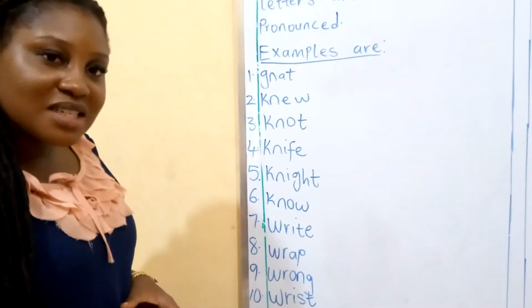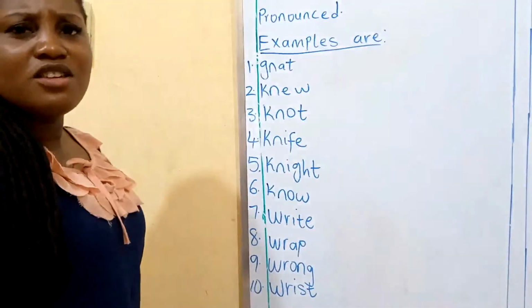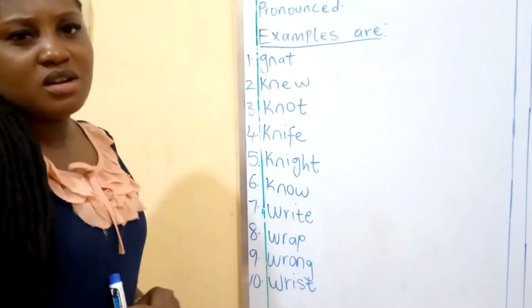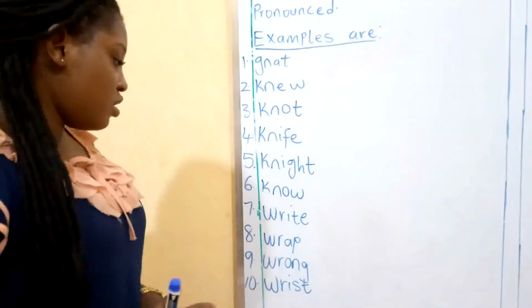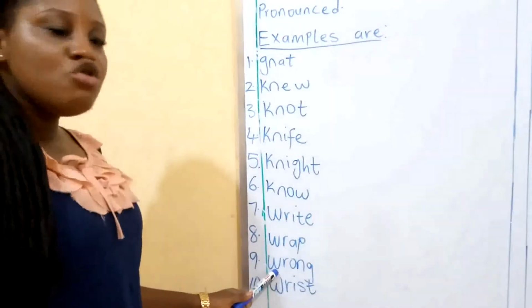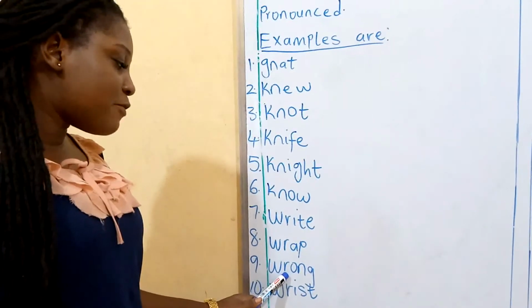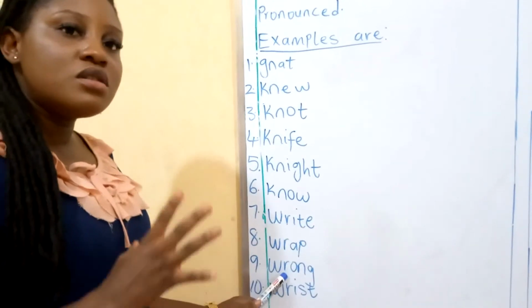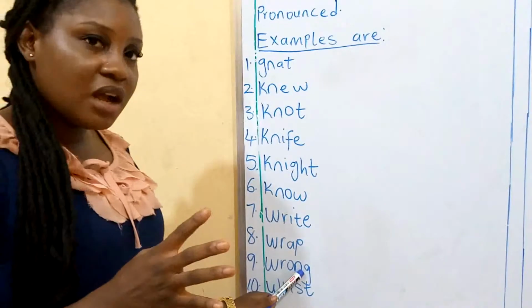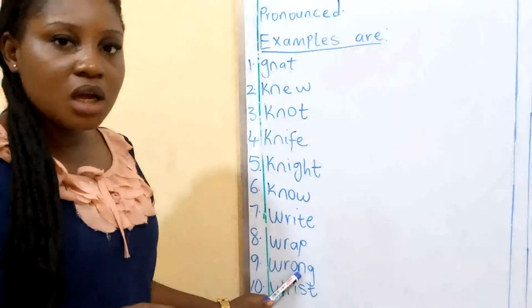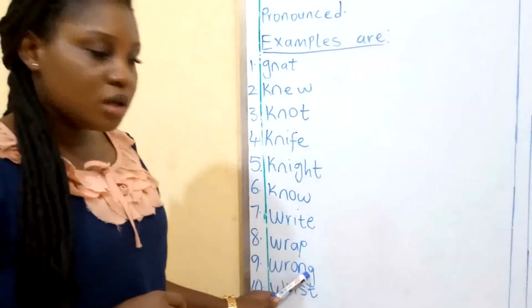Number 9 is what? Lovely. You are correct. Wrong. Is what? Wrong. Did we sound this? No, we didn't. We started from the second letter, which is what? Ng. Wrong. Is what? Wrong.